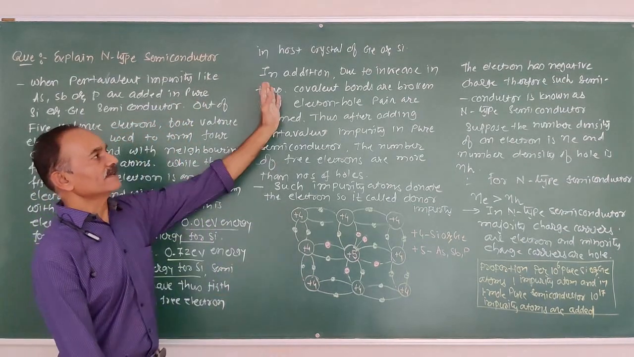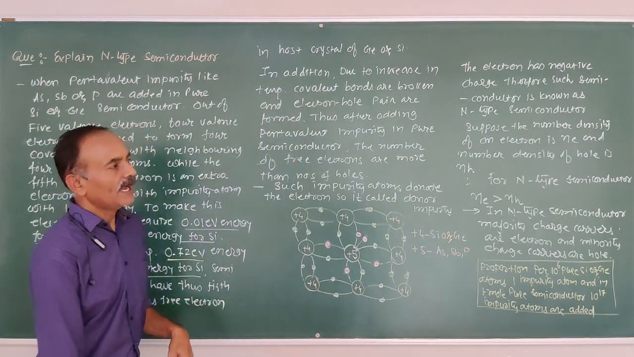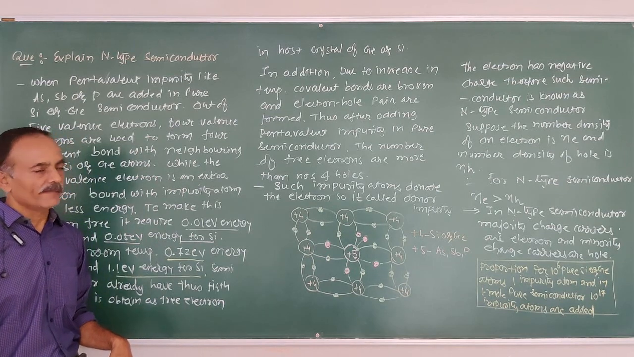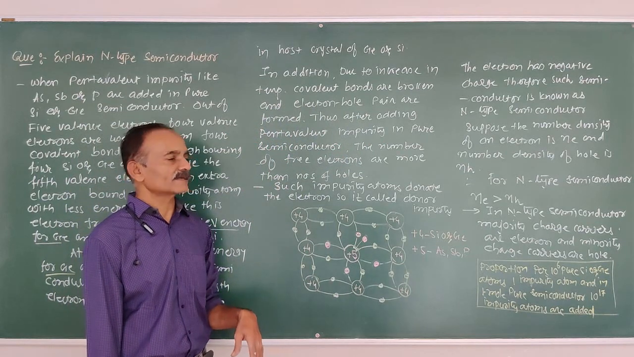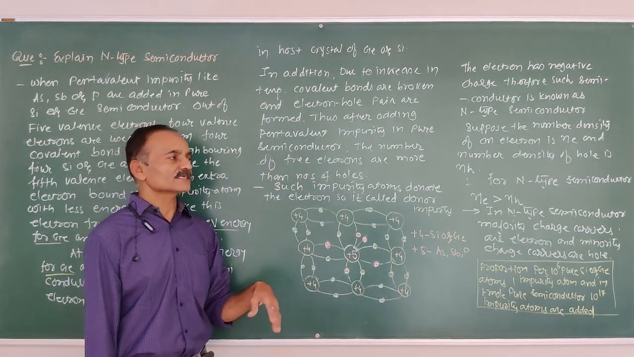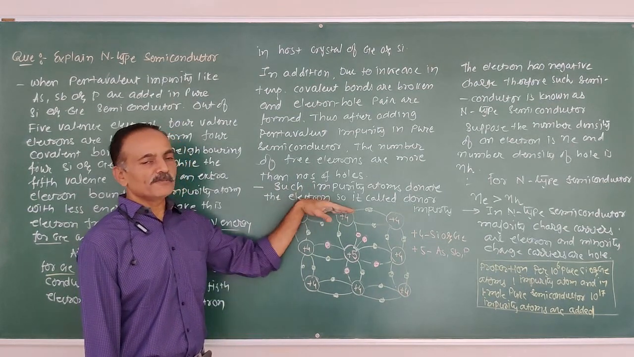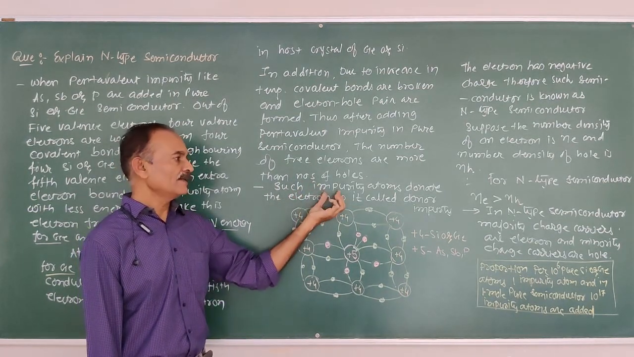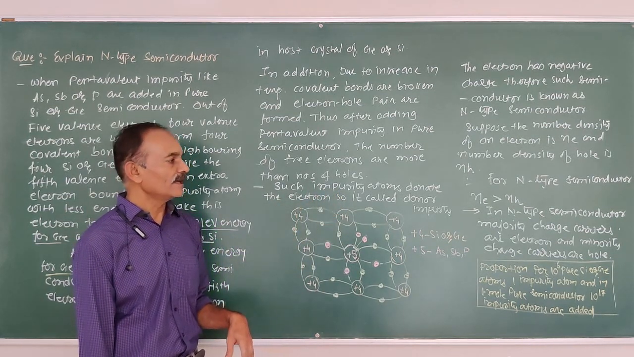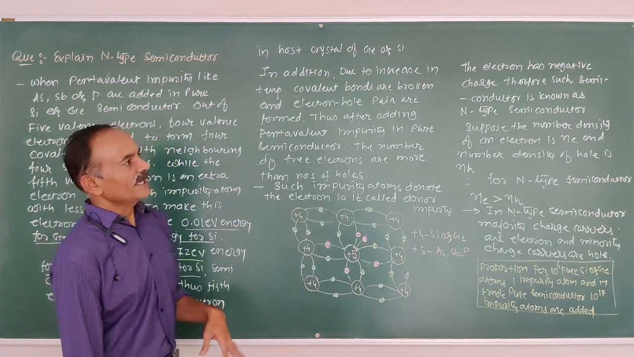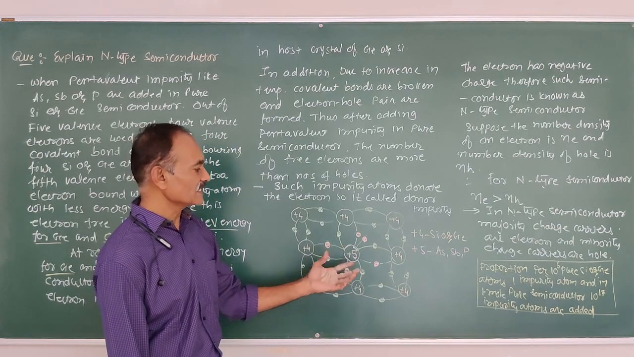In addition, due to the increase in temperature, several covalent bonds are broken and electron-hole pairs are formed. Thus, after adding the pentavalent impurity to a pure semiconductor, the number of free electrons is more than the number of holes. So, such an impurity atom donates the electron, so it is known as the donor impurity. The electron has the negative charge. Therefore, such a semiconductor is known as N-type semiconductor.